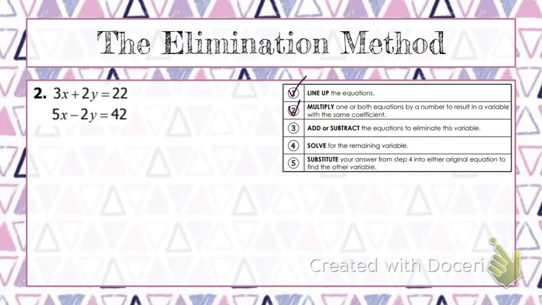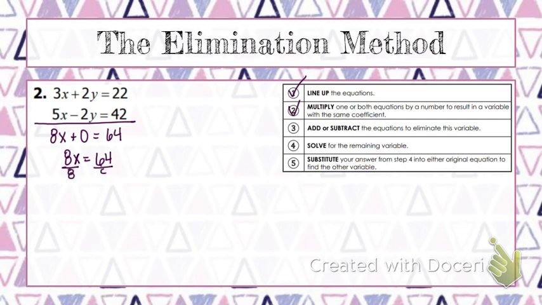Now we want to add or subtract the equations to eliminate the variable. So we're looking at the y's because they have the same coefficient. If we add 2 and negative 2, that's going to give us 0 and cancel that and eliminate that variable. So we can just go ahead and add these together. We're going to get 8x plus 0 equals 64. So that just simplifies to 8x equals 64.